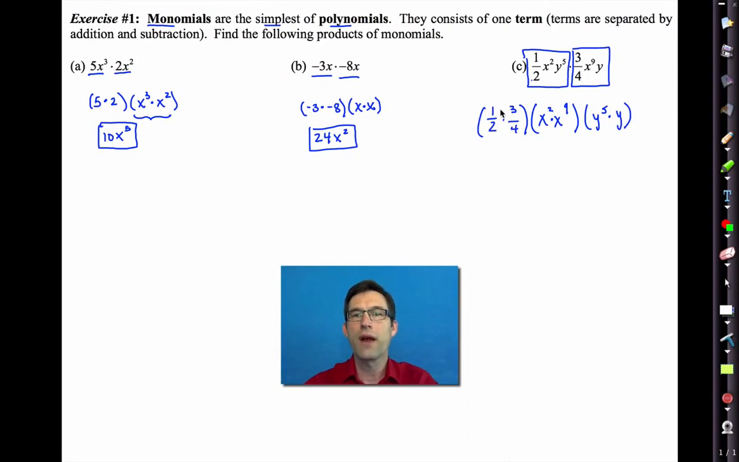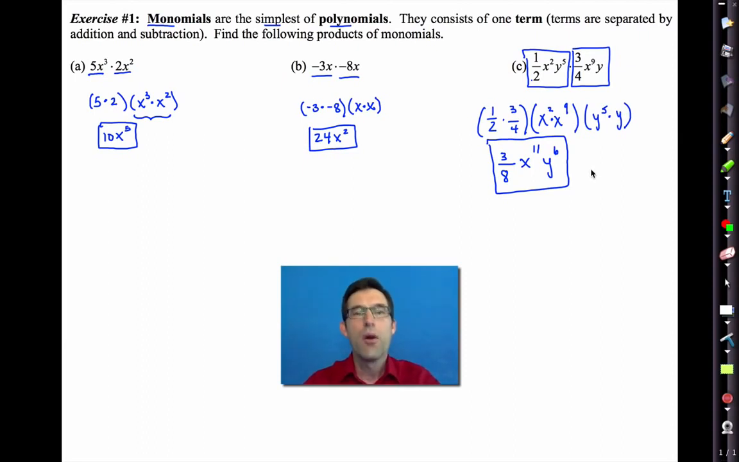Remember how we multiply fractions. Multiply the numerators. 3 times 1 is 3. Multiply the denominators. 2 times 4 is 8. Then x squared times x to the 9th. Recall, we add those exponents. And y to the 5th times y to the 1st, again, add those exponents. Don't be fooled by that y to the 1st. Even though the 1st isn't written, we still have to add that power to that one.